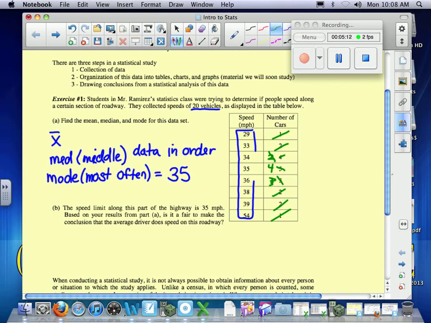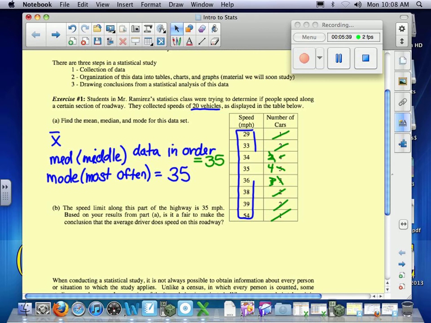That's my middle value. I don't have to know if it was the blue car, the green car, the gray car, the black, that doesn't matter. I just need to know that it's 35 miles per hour is my median. So the mode and the median are the same. Right, the mean is to add them all up and divide.